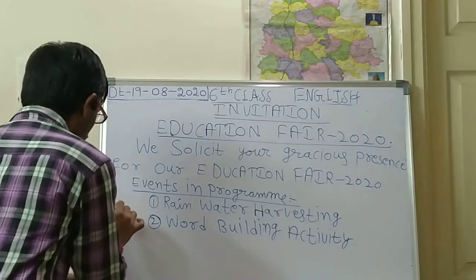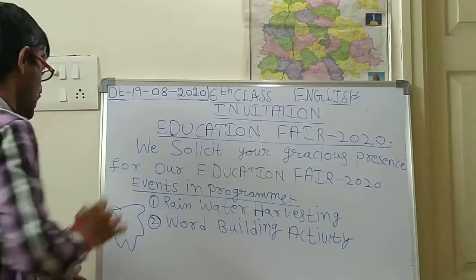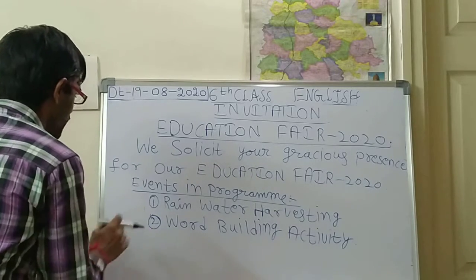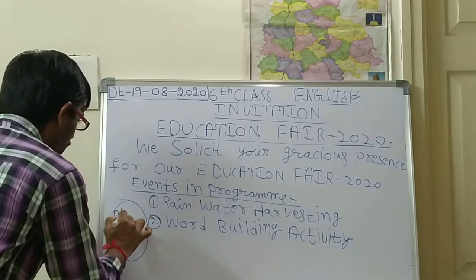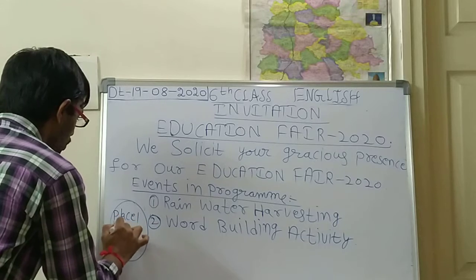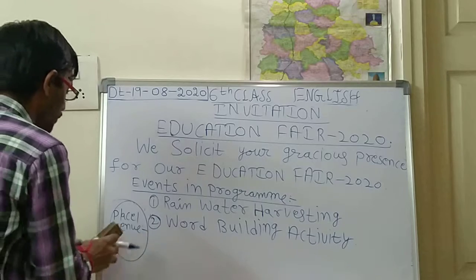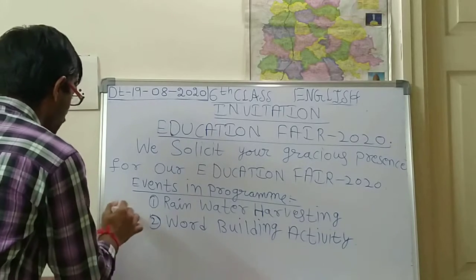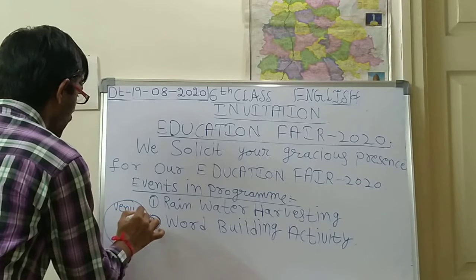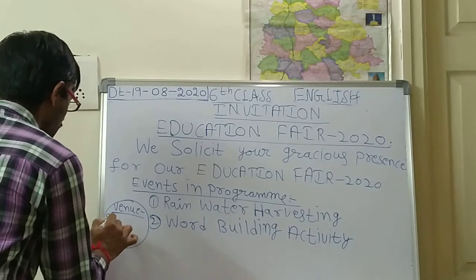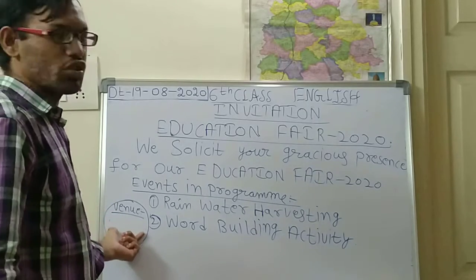Suppose here I am mentioning a circle, and in this circle I am mentioning place. Place or venue. So place or venue means, what should you write here? You should write your school address. Venue means your school name and your address. So write the address of your school here.